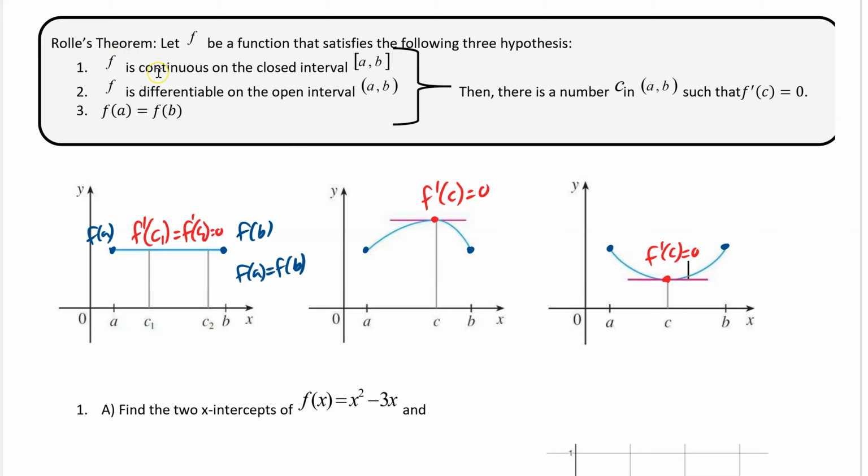So if f is continuous on the closed interval, so we have a closed interval from a to b, right? And it's continuous. These three situations would happen. If f is differentiable on that interval, so we can find the derivative on this interval, that's needed, and f of a equals f of b, if these three are met, then there is some number c such that f prime of c is equal to 0.